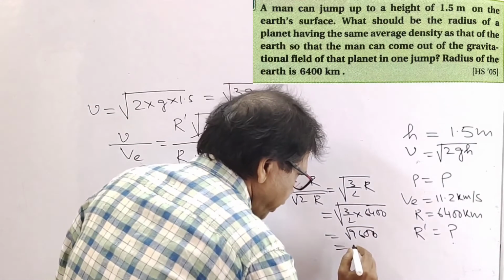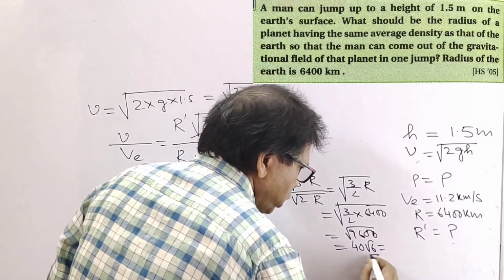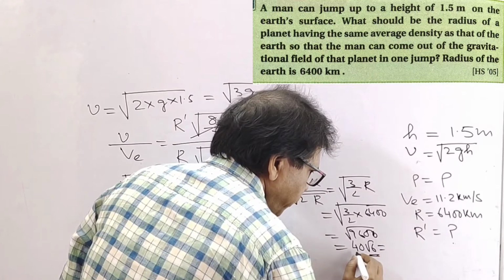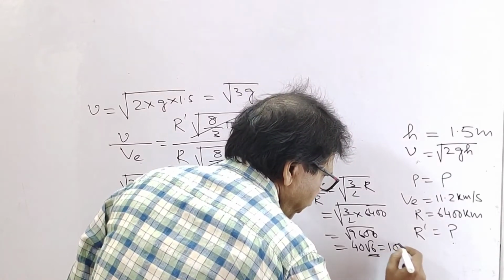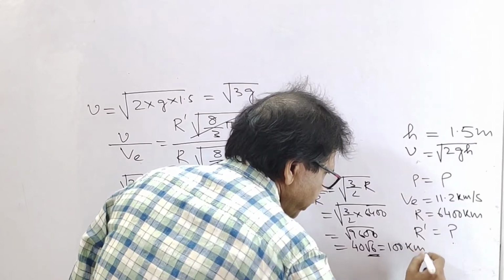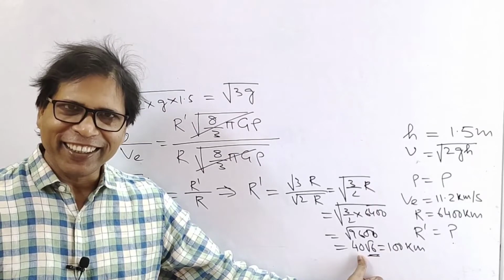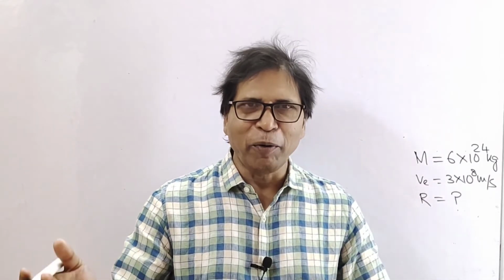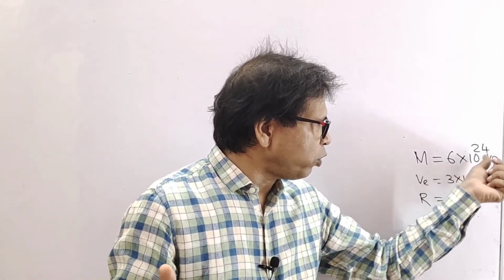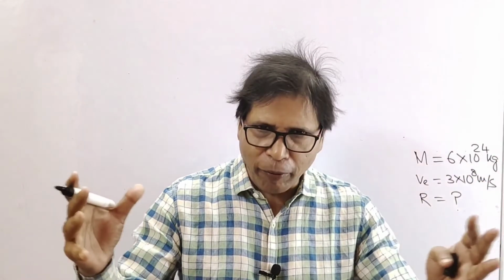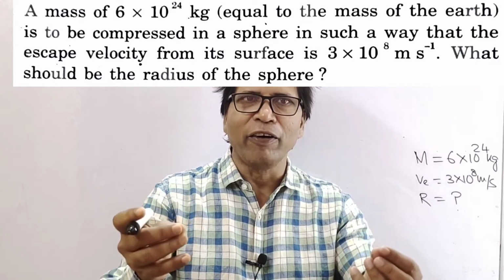Now so this is 40 root 6. Now root 6 is almost 2.5 into 40, so almost 100 kilometer is the radius of the planet. Okay, understood? Next, look at this, another problem. The Earth of mass 6 into 10 to the power 24 kg is compressed in such a way that it becomes a black hole.